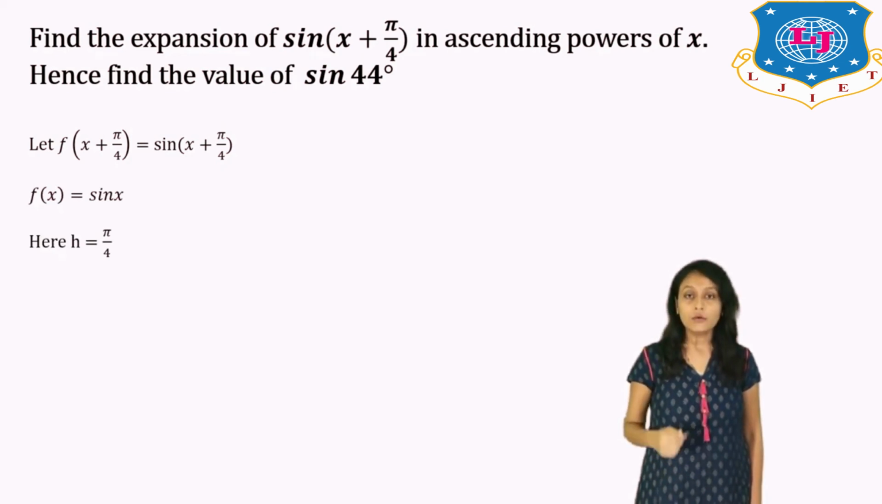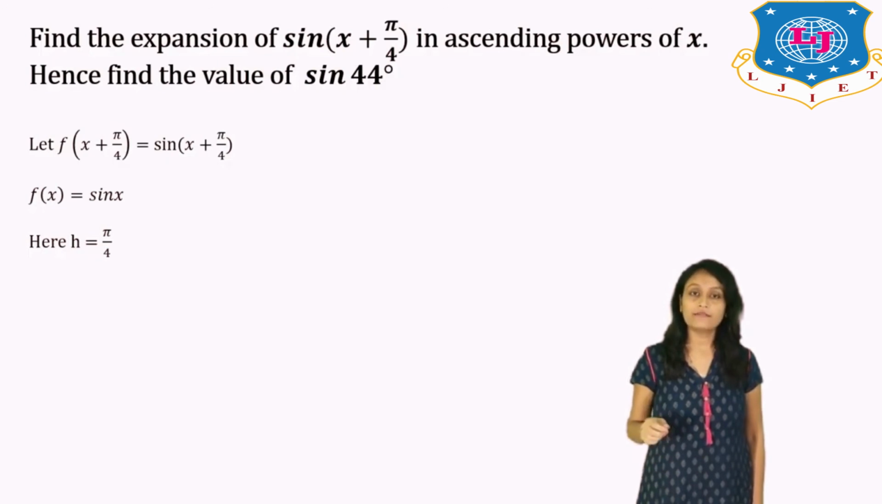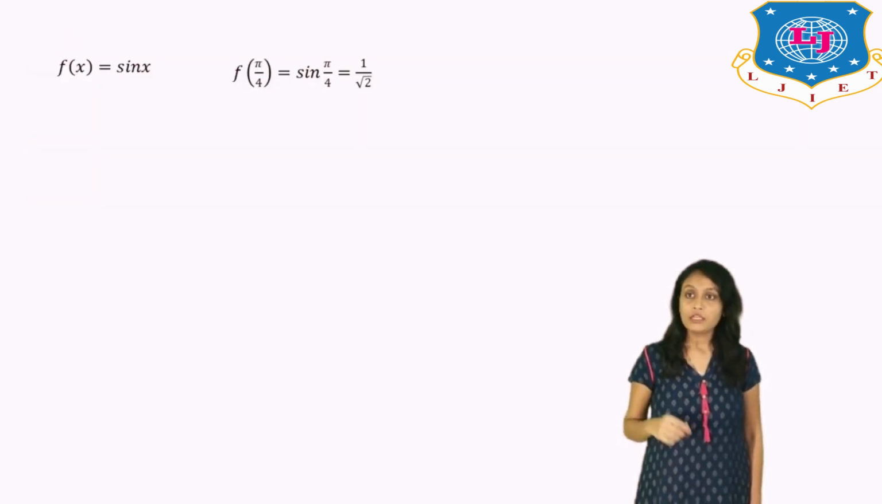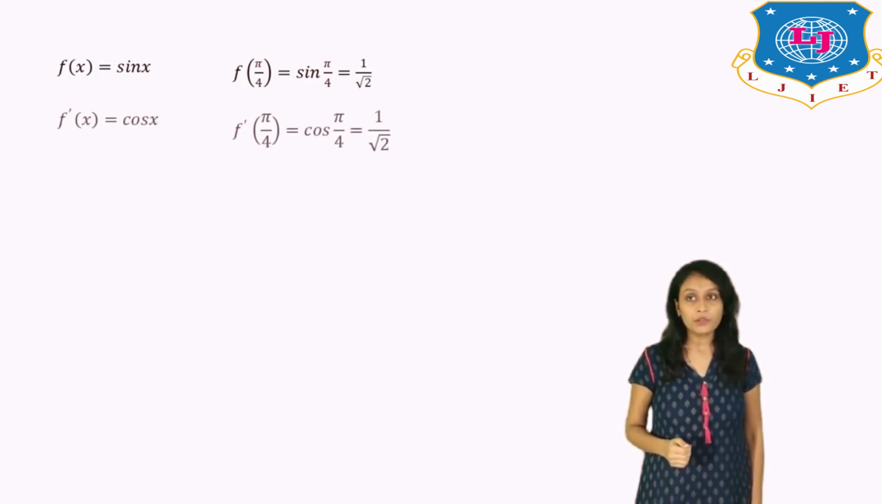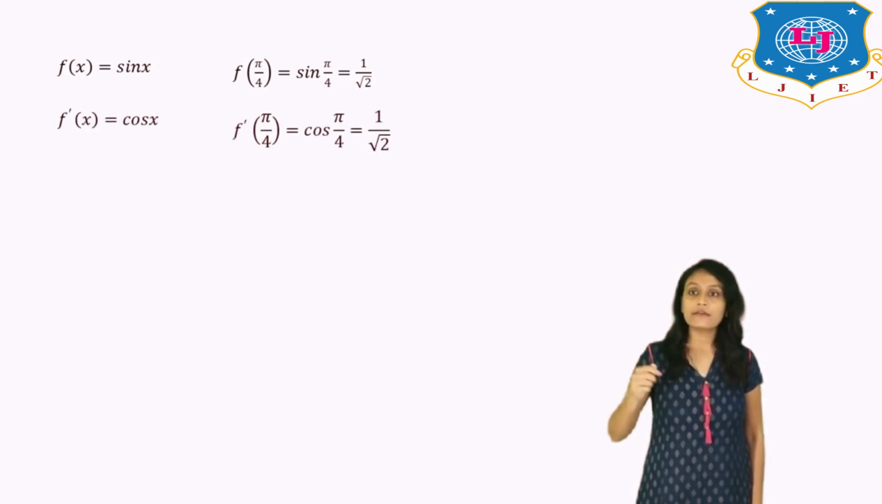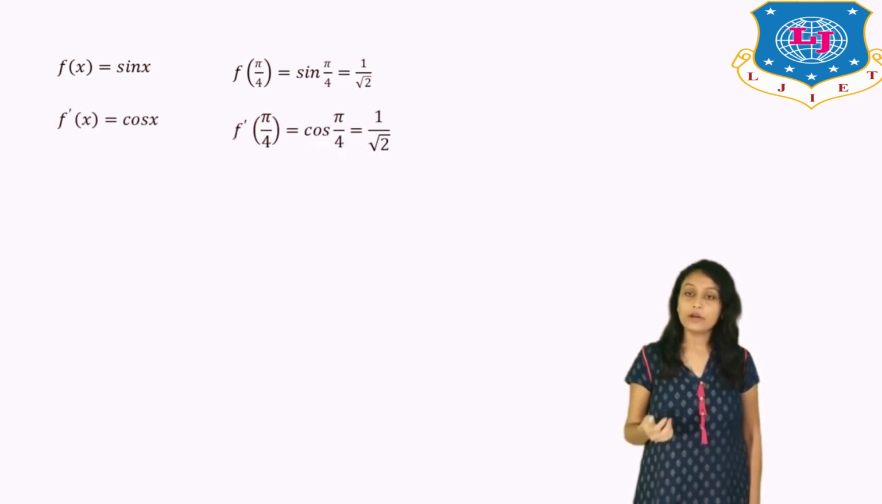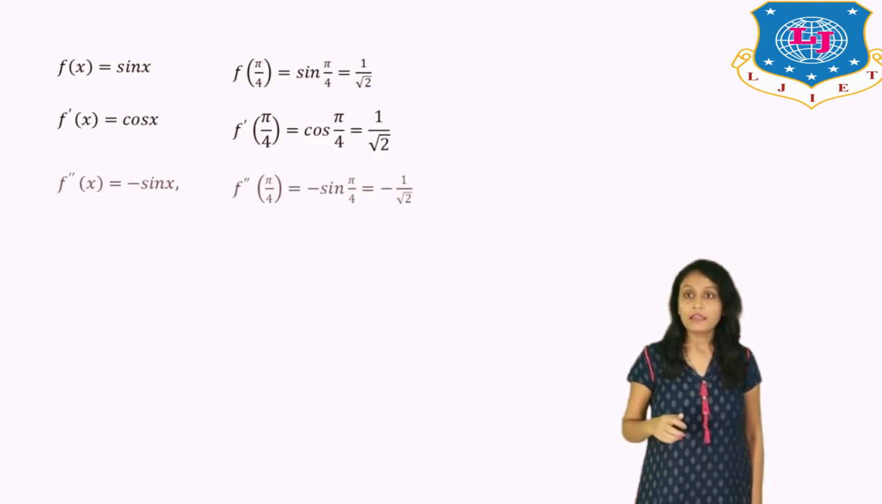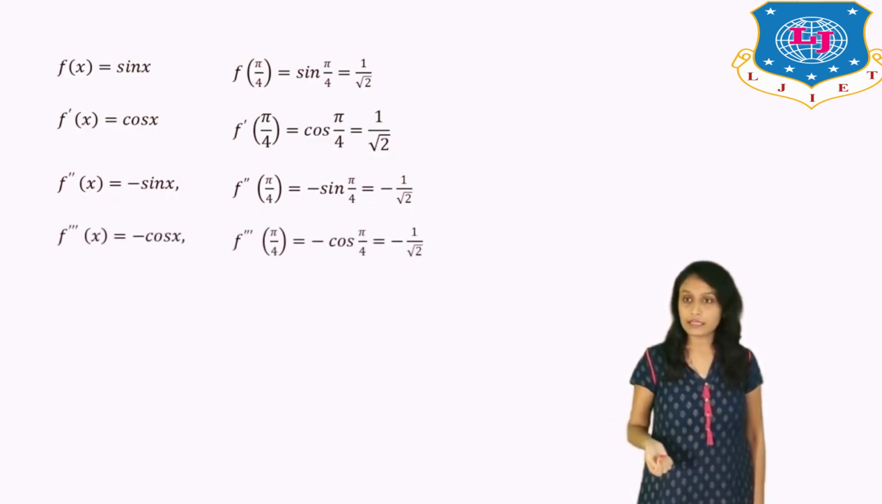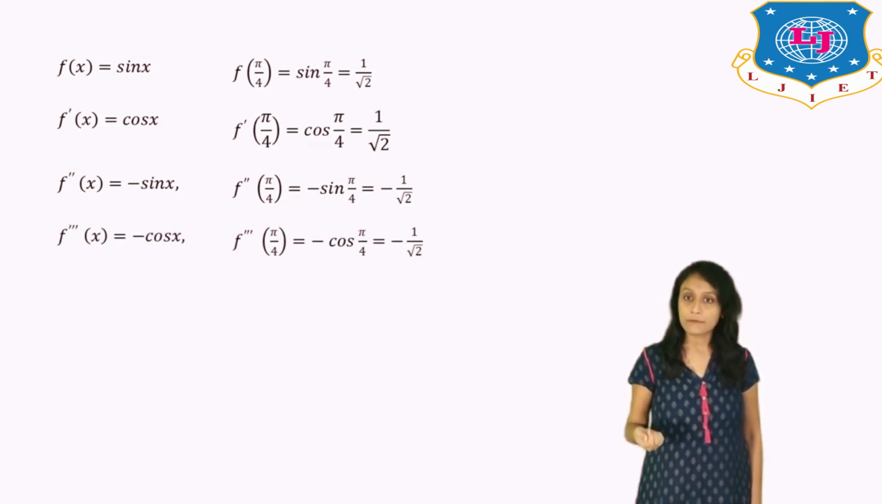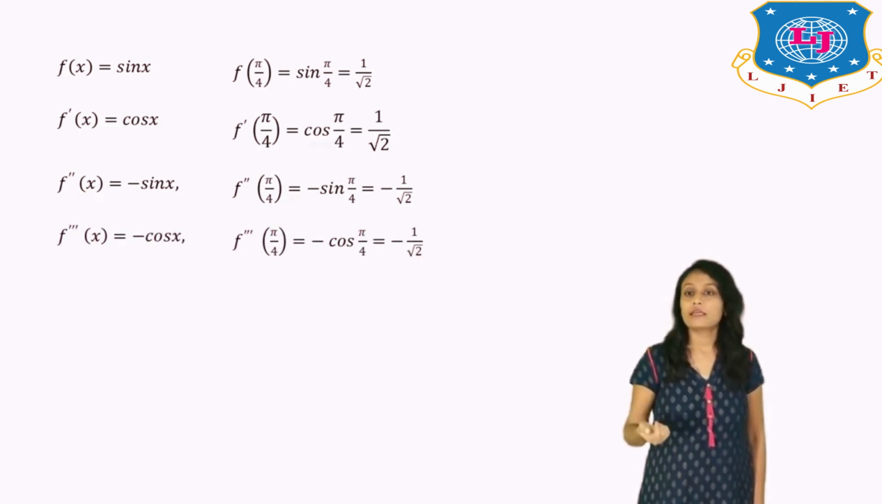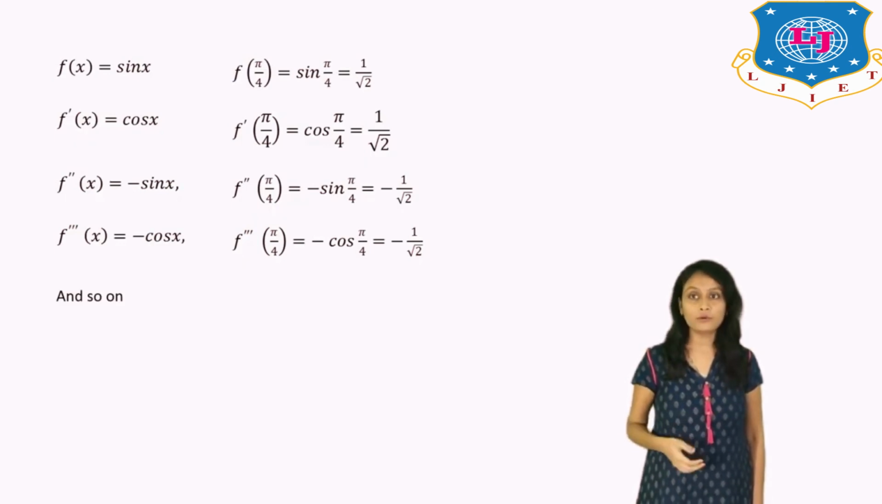Now the same procedure: we have to take its derivative and find the value at pi by 4. So f of x is equal to sin x, its value at pi by 4 is 1 by root 2. Derivative of f of x, that is f dash x, is cos x, value at pi by 4 again 1 by root 2. Next the double derivative is minus sin x, value at pi by 4 is minus 1 upon root 2. Next the triple derivative is minus cos x, and its value at pi by 4 is minus 1 upon root 2, and so on.